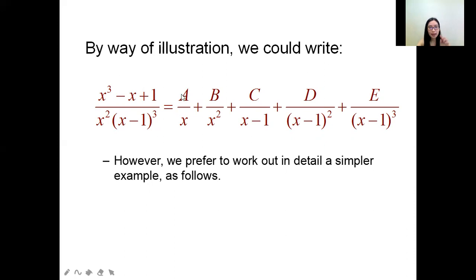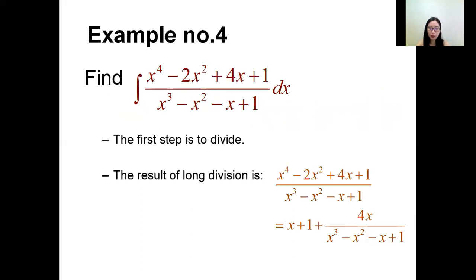So, for example, a over x plus b over x squared, since it is repetitive, plus c over x minus 1 to the power of 1, plus d over x minus 1 squared, plus e over x minus 1 to the power of 3, or cube. However, we prefer to work out in detail a simpler example as follows. So, for example, this one.